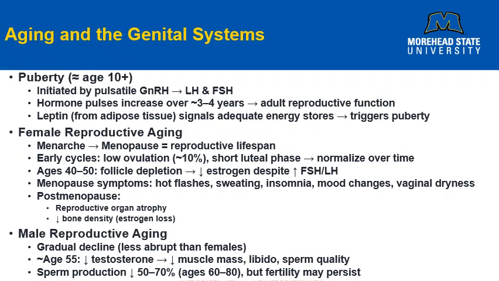Now, with age, fertility is going to decline. Between the ages of 40 and 50, the pool of remaining ovarian follicles becomes exhausted. As a result, the ovaries become less responsive to hormonal stimulation, and the production of estrogen declines.